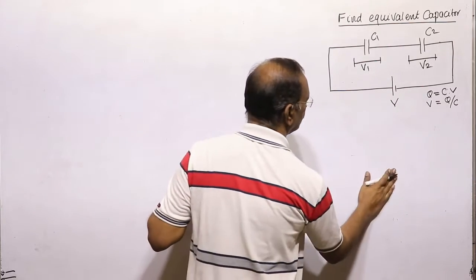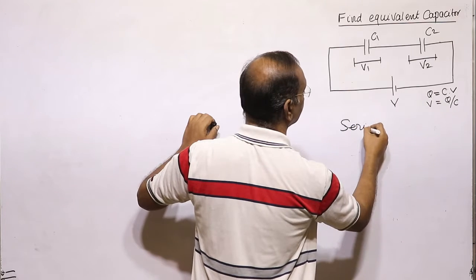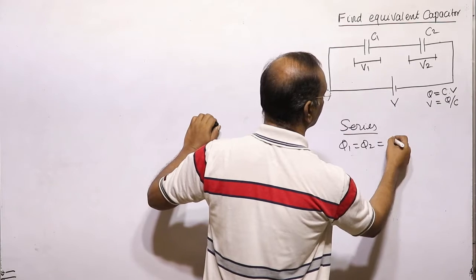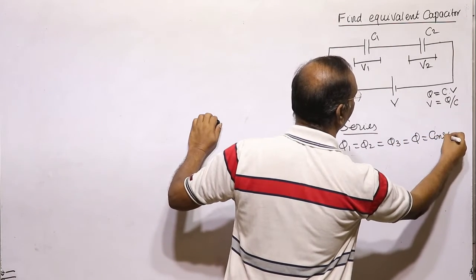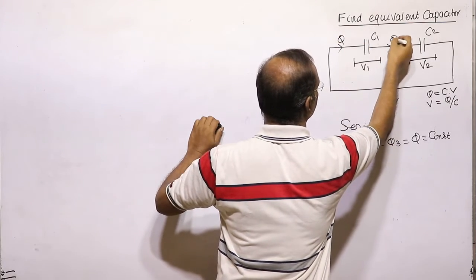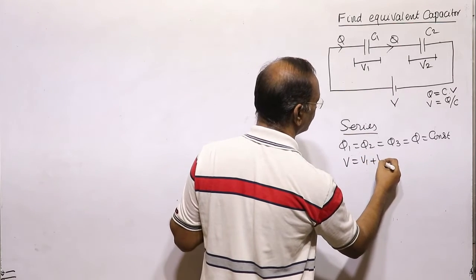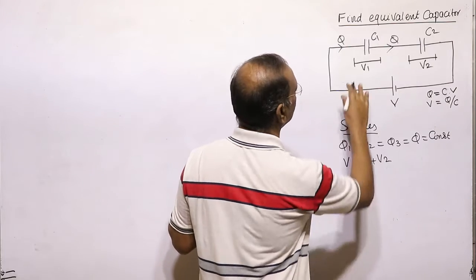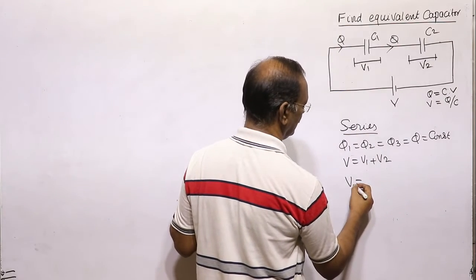First of all, see in series: Q1 is equal to Q2 is equal to Q3 is equal to Q, which is constant. The same charge Q flowing here will flow here in series, and V is equal to V1 plus V2. Now, what is the voltage V1? The voltages are different.